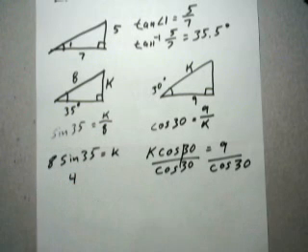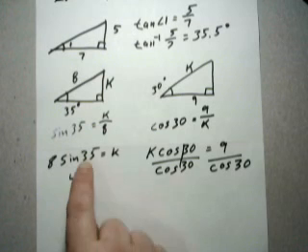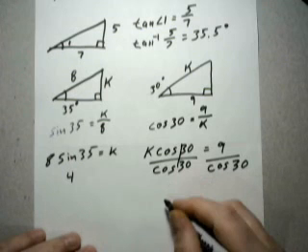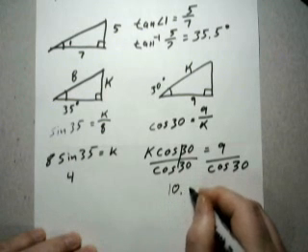And here we have K is equal to 9 divided by, that's 35 degrees right there. I'll fix that in a second. So 9 over here still. 9 divided by the cosine of 30 is equal to 6 times the square root of 3, which is 10.4. So K here is 10.4.